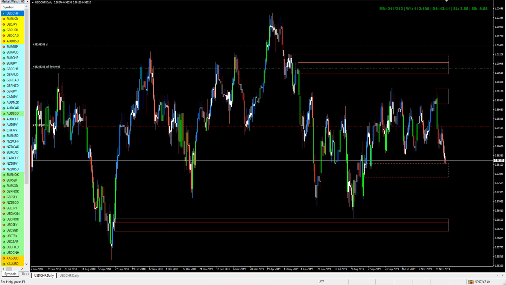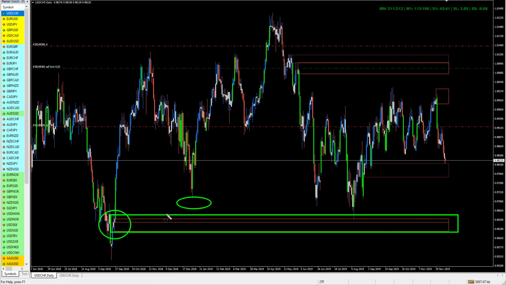We have a good example of that right here, where we had an area of demand and price inefficiently moved higher. We kind of went around here, we came back down to this area here, but we did not really manage to do anything. And so this whole price inefficiency here is still yet to be balanced. Okay, price came to it just here, and this is nice. This is price returning to equilibrium. This is us looking to take an entry here.